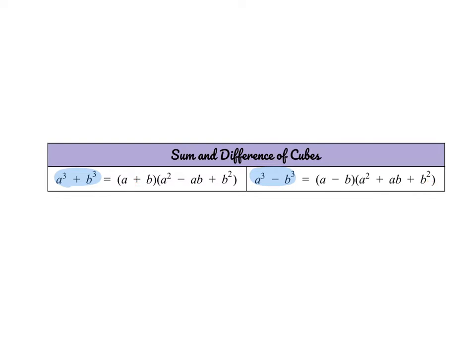So here, again, in this first formula, notice the binomial has a plus and the trinomial has a minus. And for the difference formula, the binomial has a minus and the trinomial has a plus. So they're really similar, so make sure you don't get them mixed up because the differences are very subtle.